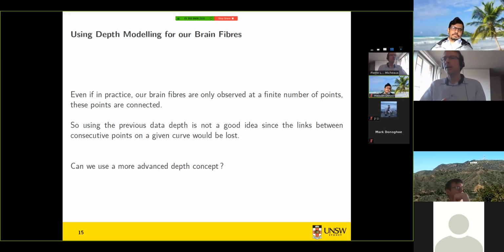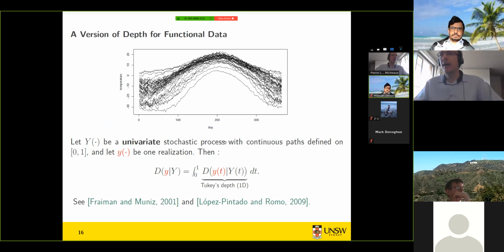Okay, so can we use a more advanced concept of depth? So in fact, there is a depth for functional data. So here you can see functions, right? And the formula in the middle is the depth of a function y, which is one realization among these functions. And how is it constructed? Well, you just take a vertical, all right?